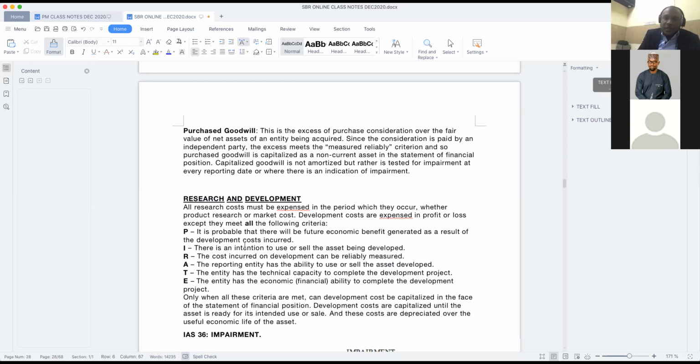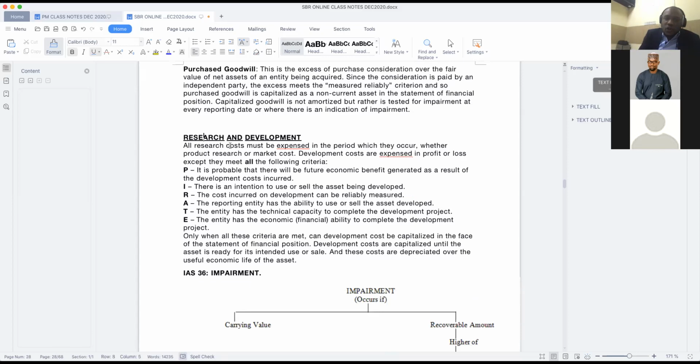All right, so that's that. Then we go to R&D, our final discussion. So all research costs must be expensed in the period in which they are incurred, whether product research or market research. So either product research or market research, all of them should be expensed. Full stop.